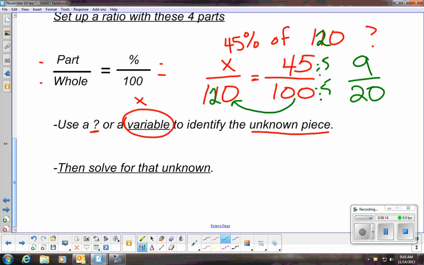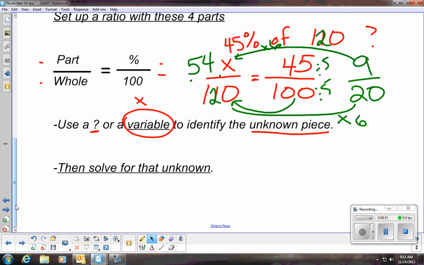So how do we get from 20 to 120? Times 6, right? So 9 times 6 is what goes there, which is 54. So your part, 45% of 120, is 54. Now, does that seem about right? Because think about it. 45, that's about half, right? And half of 120 would be 60. So isn't that just a little bit less than half? Yeah. So it's in the ballpark.